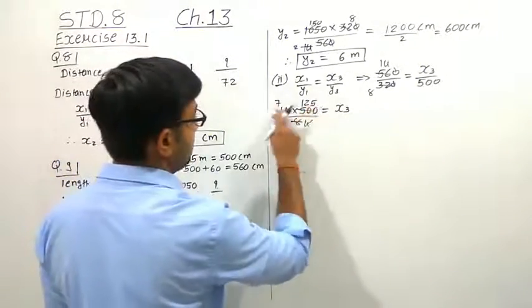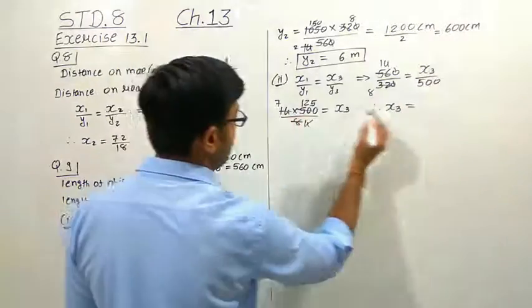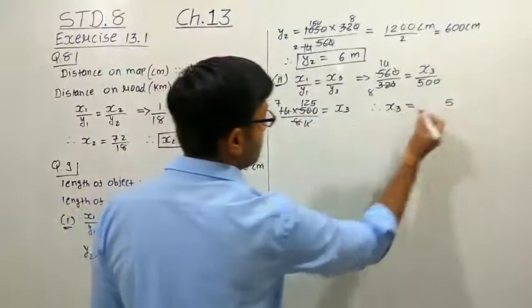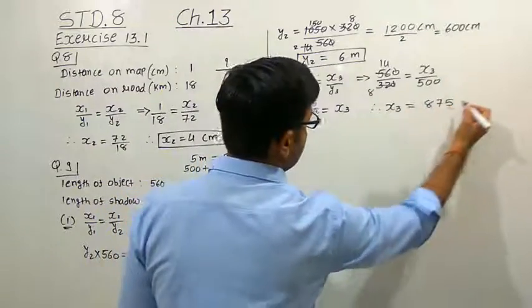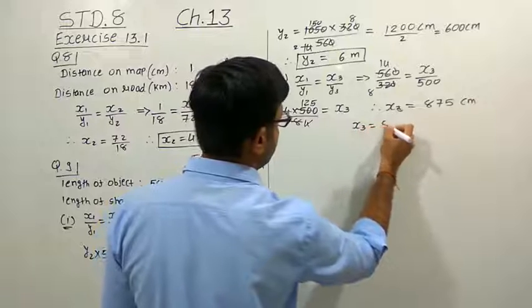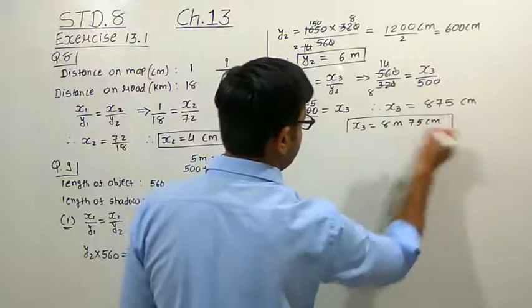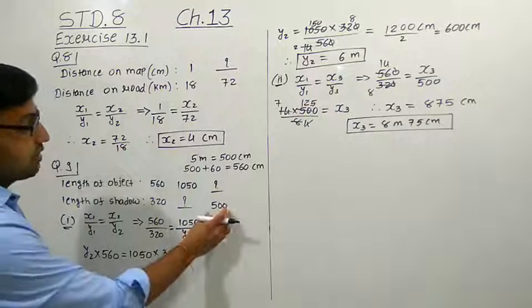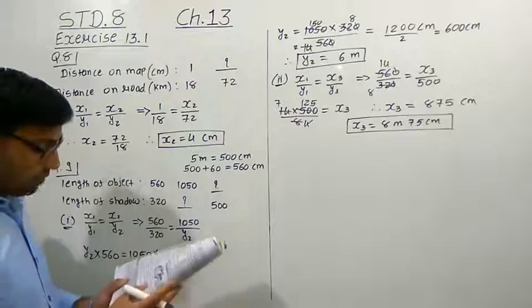And now multiply this 125 into the 7. Therefore we get x3 is equal to 7 5s are 35, 3 is the carry, 7 2s are 14, 15, 16, 17, 1 is the carry, 7 1s are 7, plus 1 is 8. 875 centimeter. Or in other words, x3 is equal to 8 meter and 75 centimeter. This is the actual length of the pole which casts the shadow of 500 centimeter. Right? Now, question number 10.